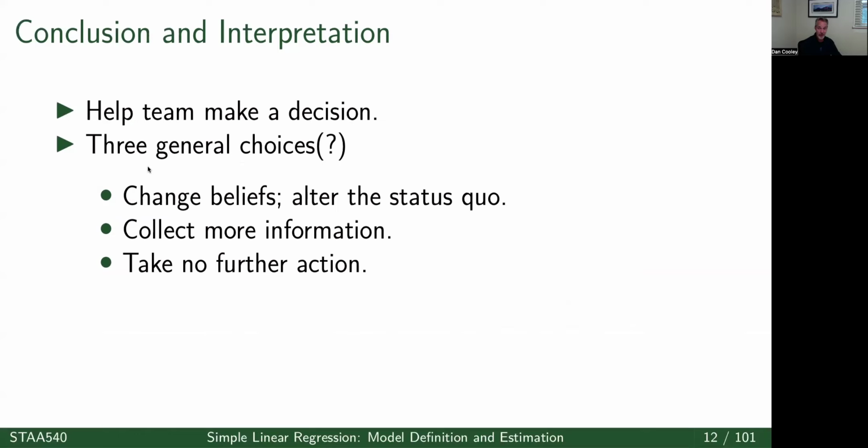And there are kind of three general outcomes. You can change the beliefs, you can alter the status quo. Yes, we think this drug we tested does a better job, so we're going to advocate for replacing the current treatment method. You can take no further action. Hey, the drug we're testing is not more effective, and therefore we need to abandon that course of action. Or it can be collect more information. Hey, we're ready to move on to the next phase of our clinical trial.